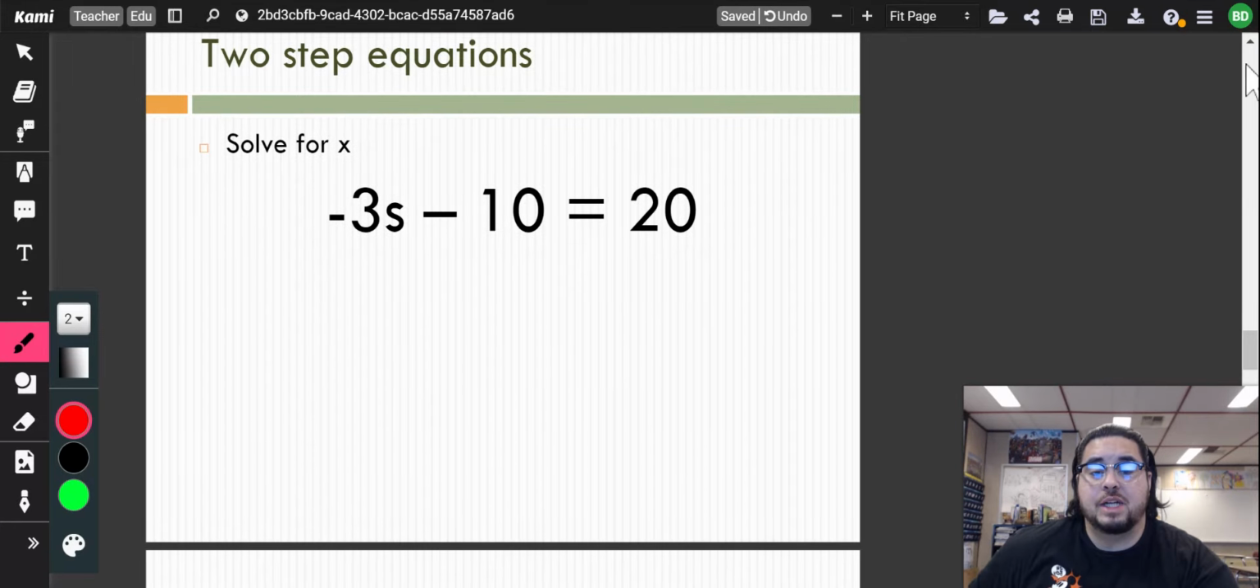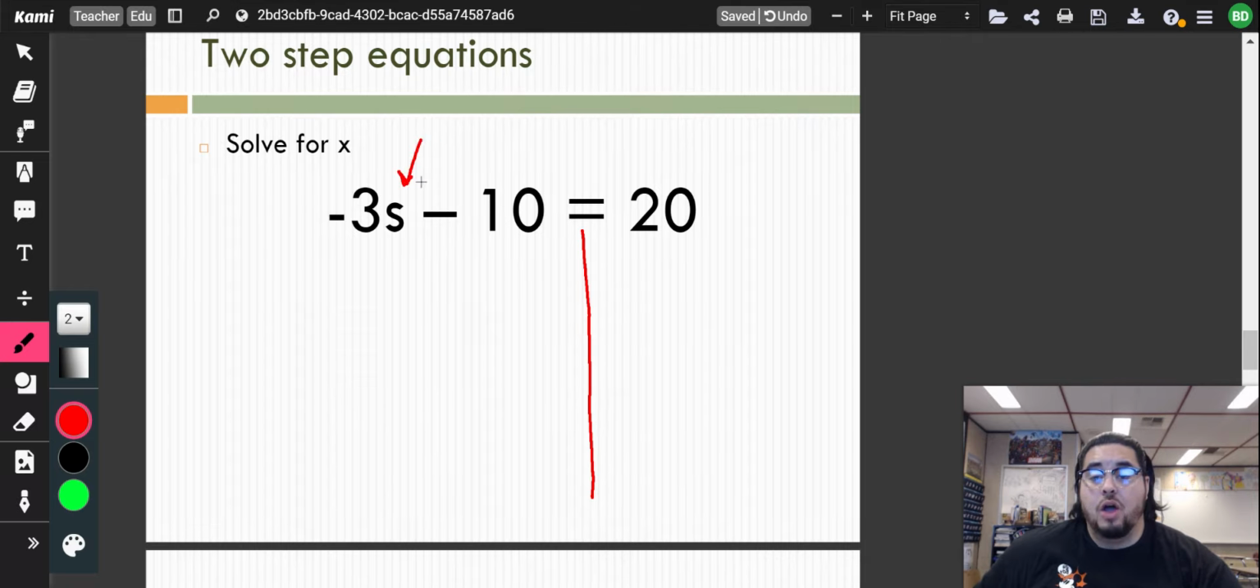Again, two-step equations means I need 2 steps to solve. Again, I have a balanced equation here. There is a statement of equality, so I'm going to draw my line down the middle, down the equal sign. And then I have to ask myself, if I want s to be alone, to be isolated, I have to get rid of these other things. So how do I get rid of those things?